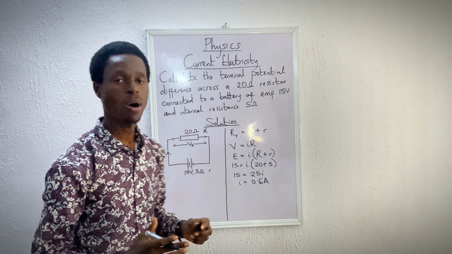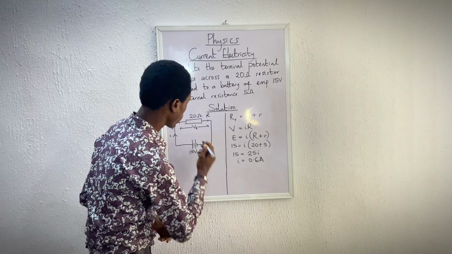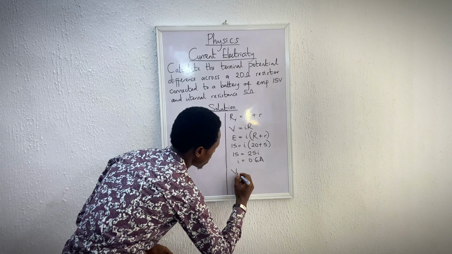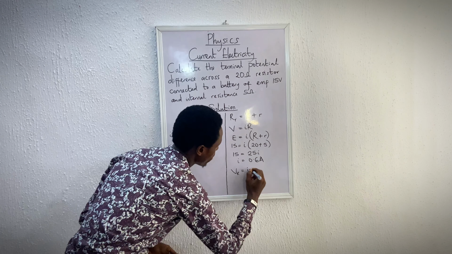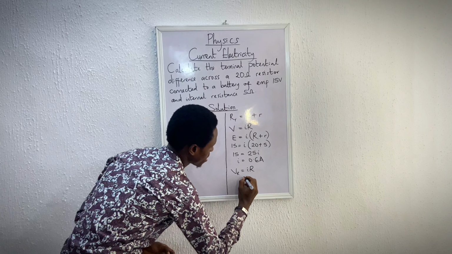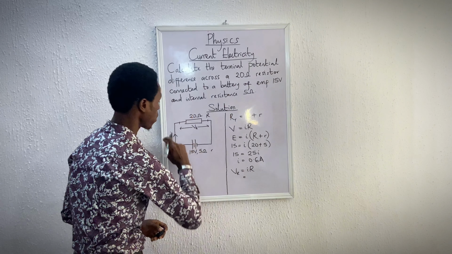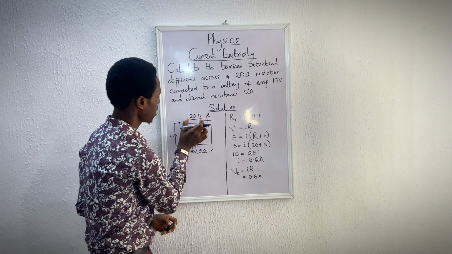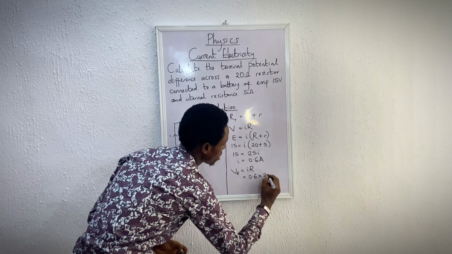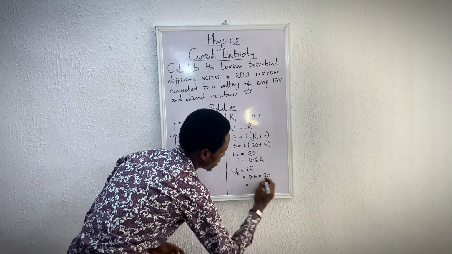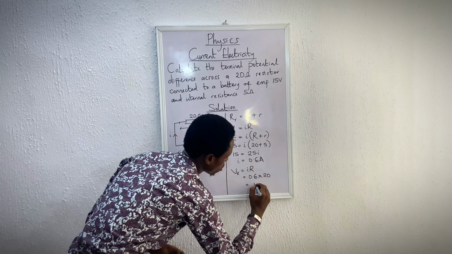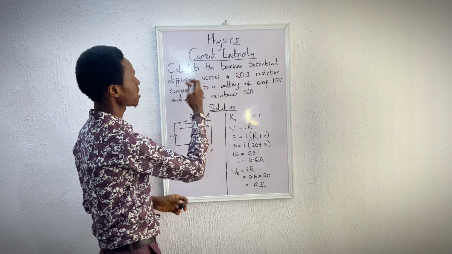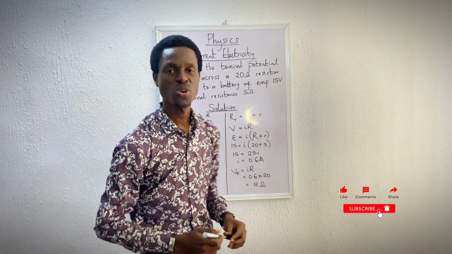Now that we know our current to be 0.6 amps, the voltage across this 20 ohm resistor, and that is VR, is the current multiplied by the resistance. The current that we calculated, because it's the current that is flowing through it, 0.6 multiplied by the resistance, which is 20 ohms. And 0.6 times 20 will give us 12 volts. So that's the terminal potential difference across the 20 ohm resistor.